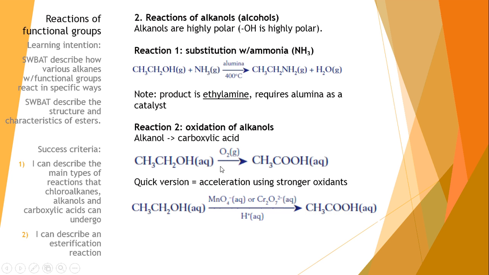That should be a 1. So we have ethanol in the presence of oxygen makes CH3COOH. Carboxylic acids have, that is the functional group for carboxylic acid, COOH. So ethanol can form ethanoic acid, otherwise known as vinegar.